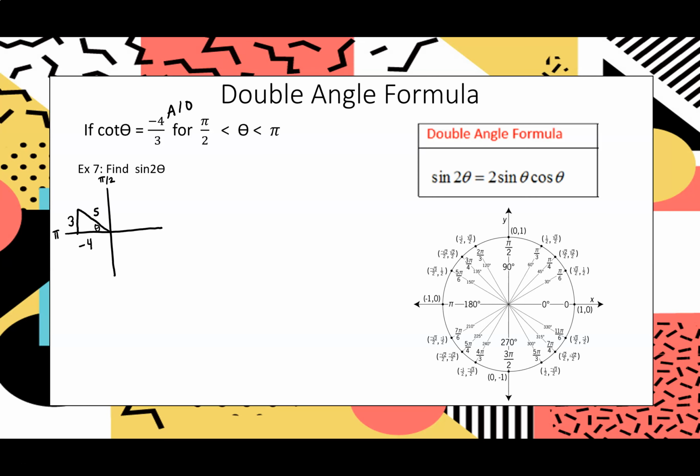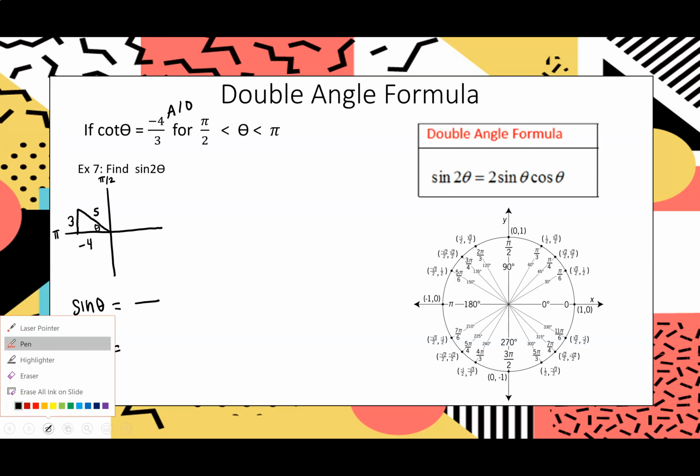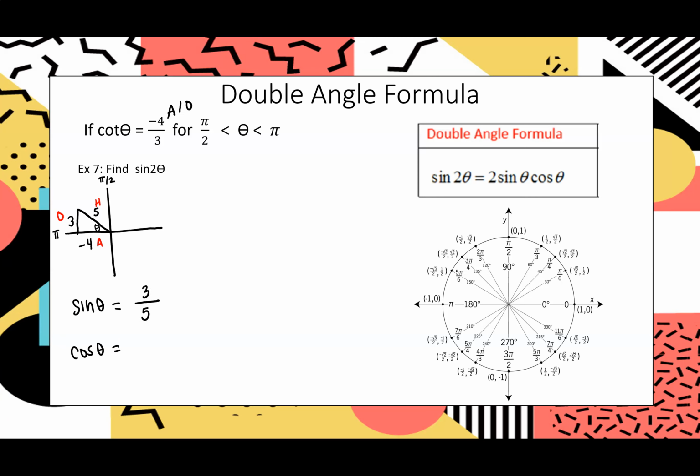Now, we have to go ahead and find sine theta and cosine theta. And you're saying, why do I have to do that? Well, that's in our formula right here. I think it's nice to do that work up front and then just plug into that. So my sine theta is opposite over hypotenuse. And let's go ahead and label all 3 sides. This is my opposite, my hypotenuse, and my adjacent. So sine theta is going to be opposite over hypotenuse, or 3 over 5. Cosine is adjacent over hypotenuse, or negative 4 over 5.